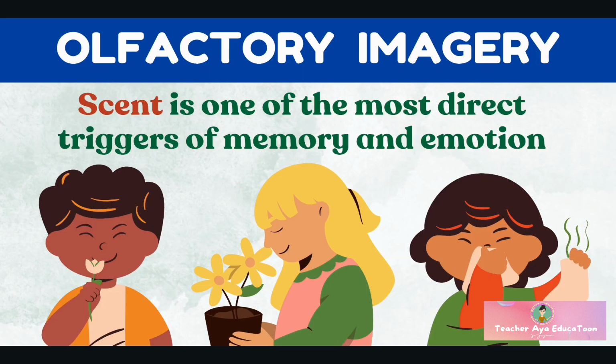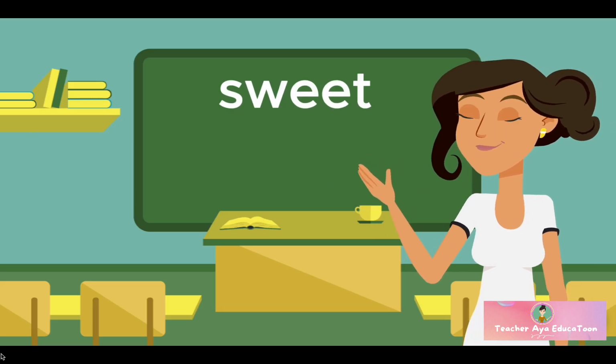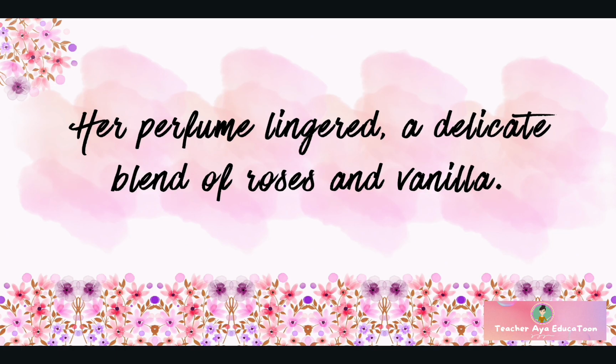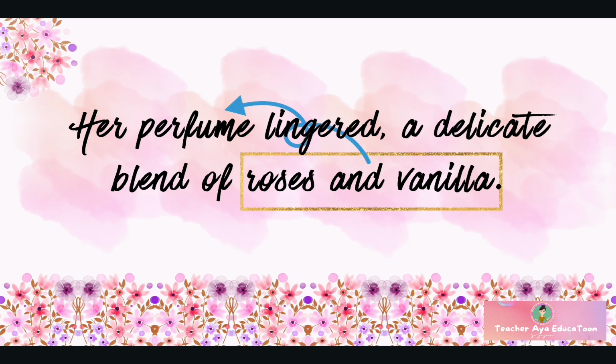For olfactory imagery, scent is one of the most direct triggers of memory and emotion, but can be difficult to write about, since taste and smell are so closely linked. You'll sometimes find the same words, such as sweet, used to describe both. For example, "Her perfume lingered, a delicate blend of roses and vanilla." This line describes how the perfume has a scent similar to roses and vanilla.